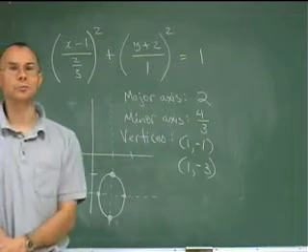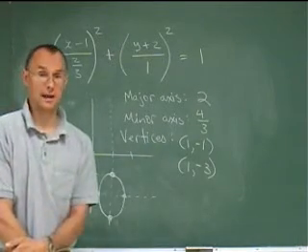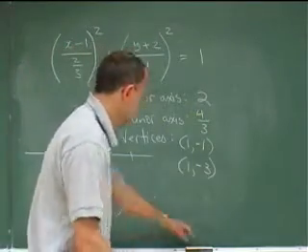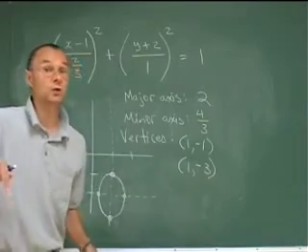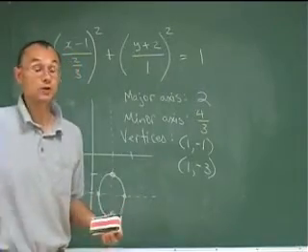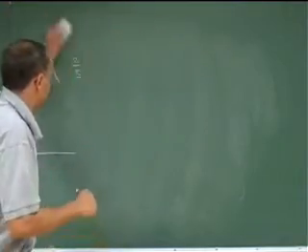Okay. I have one last example to do, and then I will stop talking about ellipses for now. In this last example, I'm going to give you a situation where we don't know the equation. I'm going to give you clues, and you're going to find the equation. So let's see what we got here.